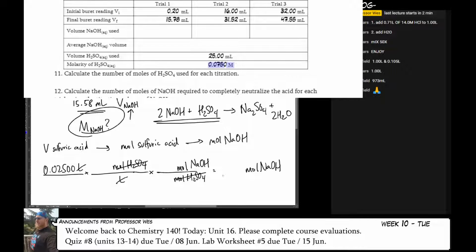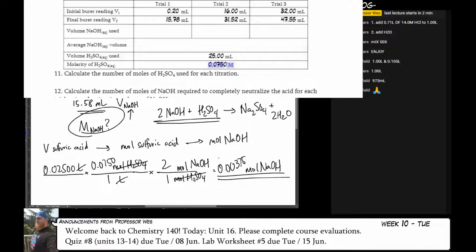Now we'll just fill in the numbers. So up above, there are 0.0750 moles of sulfuric acid per liter in the data table. It's highlighted right there. And I know from the balanced chemical equation that for every 1 sulfuric acid I use 2 sodium hydroxide. So when I punch in all these numbers, I get 0.02500 times 0.0750 times 2. And I get this as my answer. So in the titration that we did for trial 1, that's the number of moles of sodium hydroxide that were used.